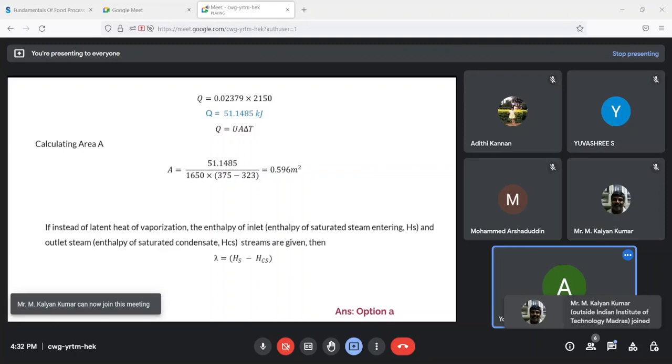Okay, so let's say instead of latent heat of vaporization, the enthalpy of the inlet and the outlet steam is given. So in that case, you have to find out the latent heat of vaporization. So latent heat of vaporization will be the enthalpy of the steam entering minus enthalpy of the steam that is leaving. So since both of them are at the same temperature, the difference in the enthalpy will give you that extra latent heat of vaporization. So in case only the inlet and outlet enthalpy is given, we can calculate lambda, or the latent heat of vaporization, through this, and then you can substitute this in the energy balance and calculate S and then area.